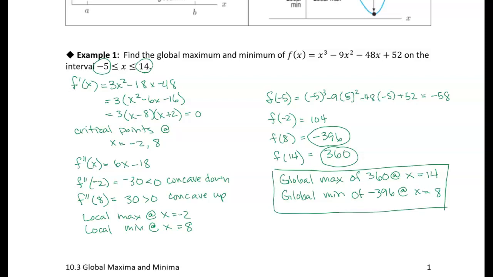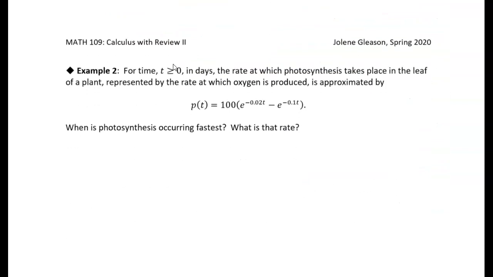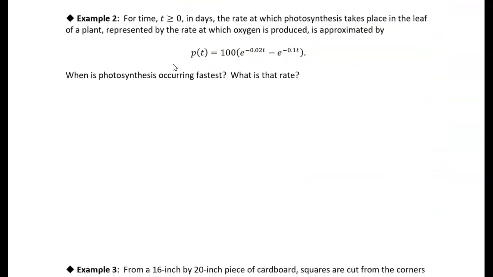So let's look at some more practical problems, where we're given some kind of practical situation to apply this to. All right, so let's look at example 2. It says for time t greater than 0 in days, the rate at which photosynthesis takes place in the leaf of a plant is represented by the rate at which oxygen is produced. And we're given an equation for that rate.